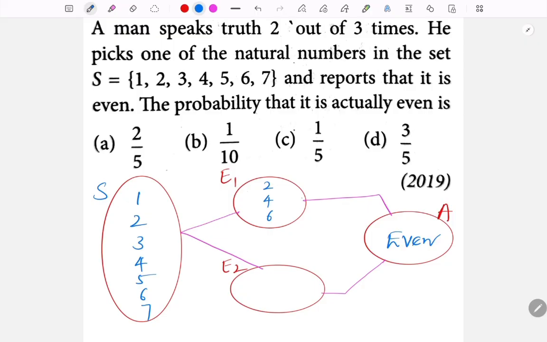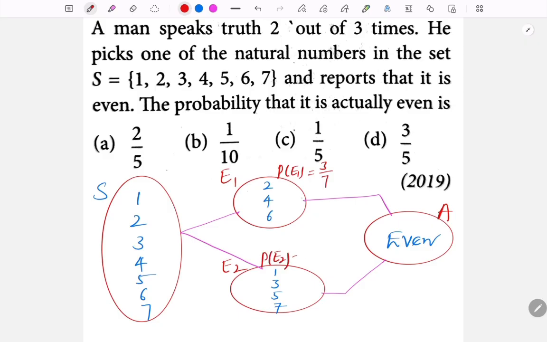If it is 2, 4, 6, what is remaining here? 1, 3, 5, 7. Now write down P of even from this one. What is P of even? Total favorable outcomes 3 out of how many total outcomes here? Observe, total outcomes 7 are there, right? So it is 3 by 7.